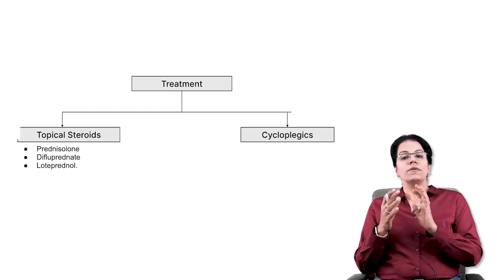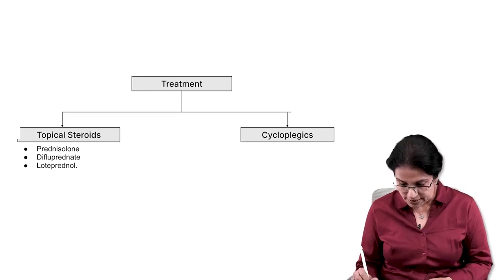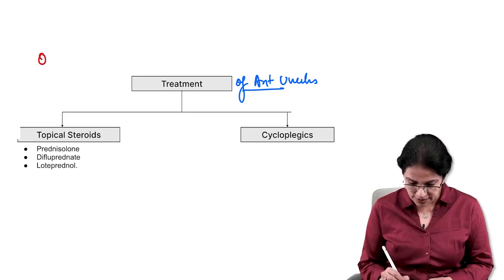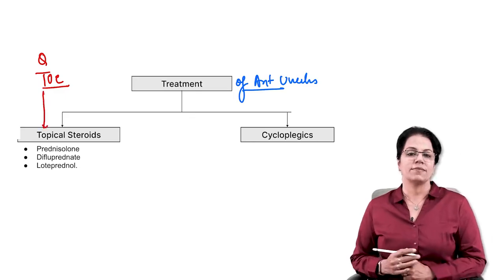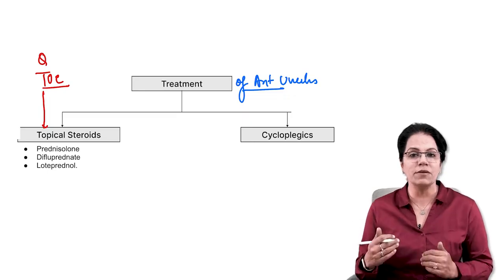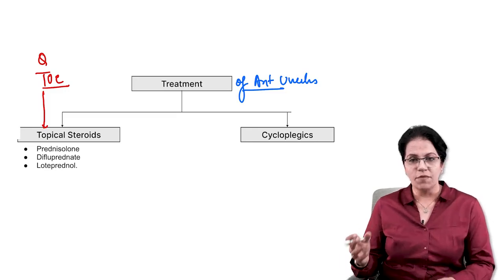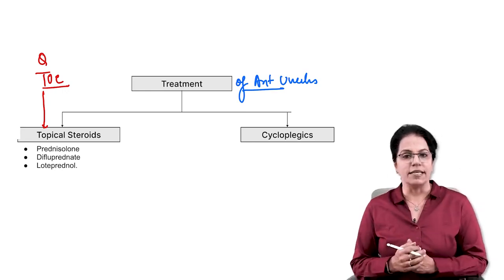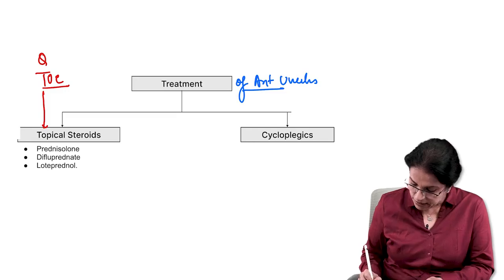Okay, so we will next talk about the treatment of anterior uveitis. When you say treatment of anterior uveitis, there is a very important exam question here. What is the treatment of choice of anterior uveitis? We will answer topical steroids. Okay? So, treatment of choice is topical steroids. What are the steroids? Mainly we go for prednisolone. If you have to go for a mild steroid, you can go for loteprednol. And yes, one more option is difluprednate.